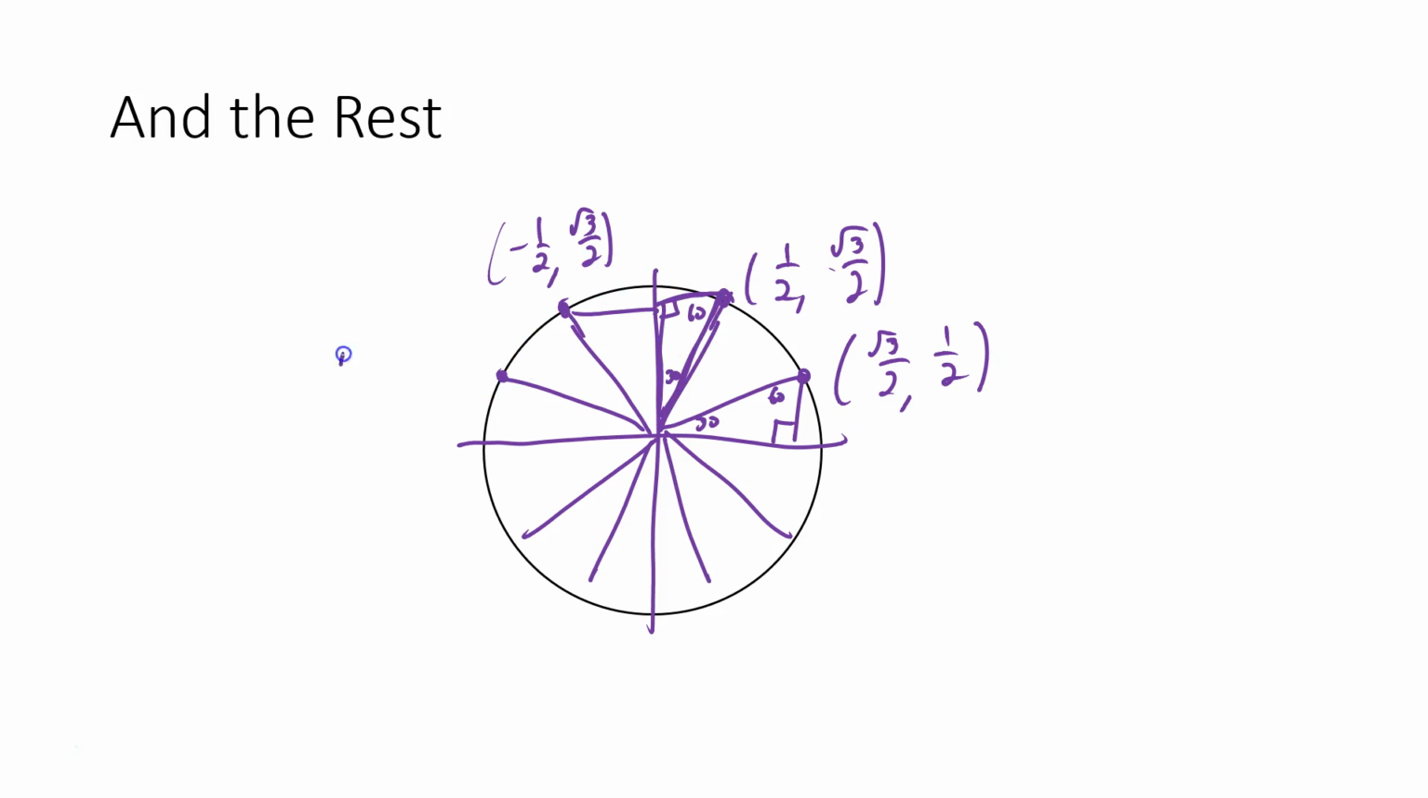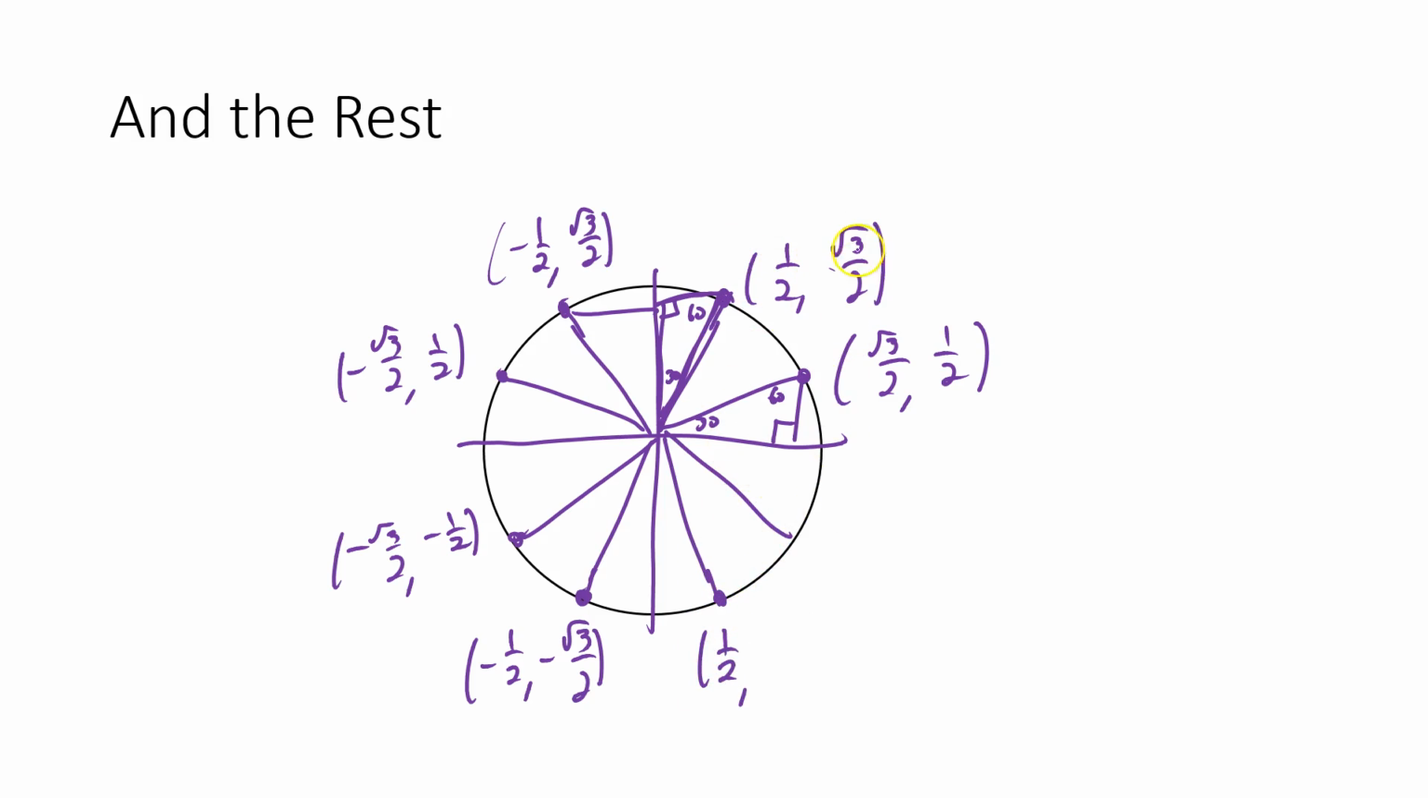This guy here, we knew that from the last slide. It's negative root 3 over 2 and 1/2. This guy here is negative root 3 over 2 and negative 1/2. Then this guy down here just flipped straight over, so it's negative 1/2 and then negative root 3 over 2. This guy right here will be positive 1/2 and negative root 3 over 2. And then this guy right here is going to be root 3 over 2 and negative 1/2.